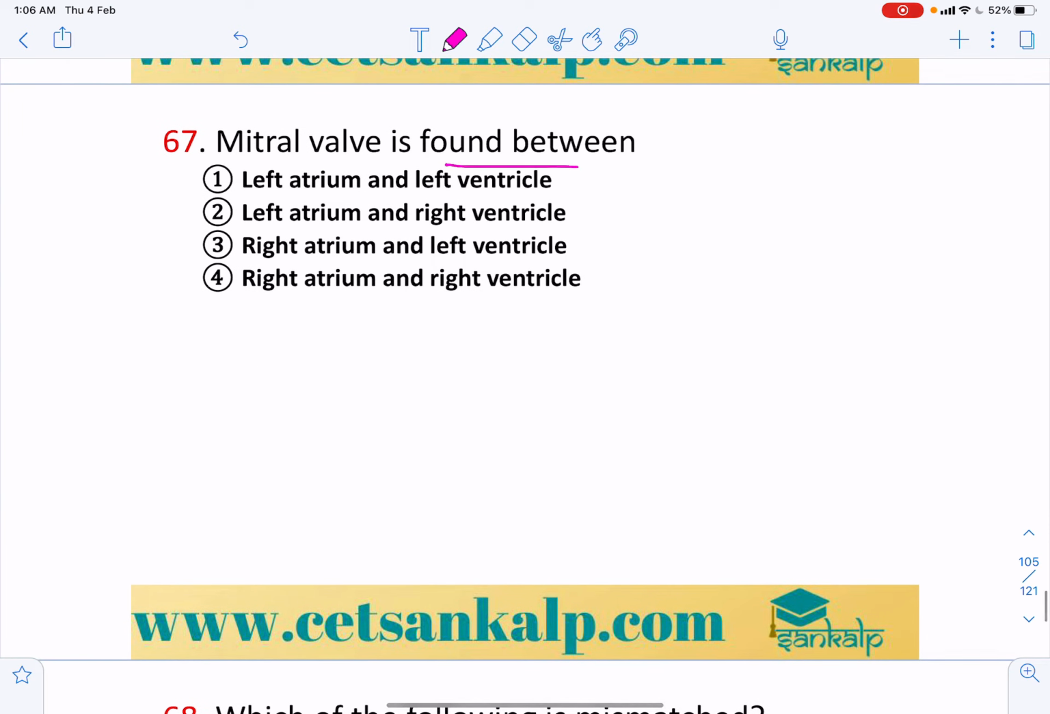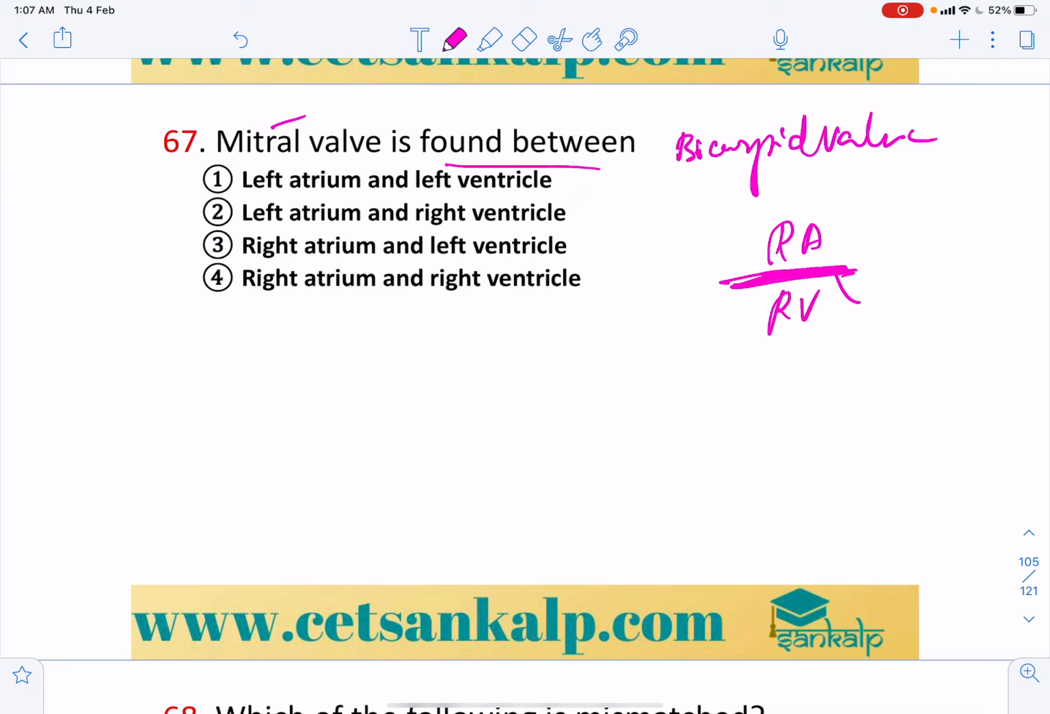Mitral valve is found between. What is a mitral valve? That is a bicuspid valve. So the bicuspid valve, which is present between the right auricle and the right ventricle, that septum is called the atrioventricular septum. So the answer for that: left atrium, left ventricle, no, right atrium, right ventricle, right atrium and right ventricle, that is the correct answer.